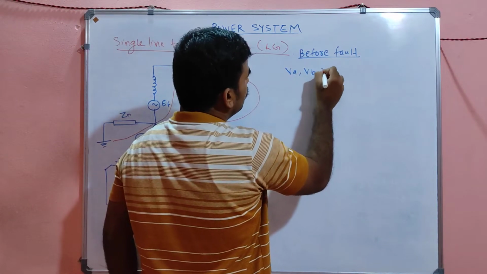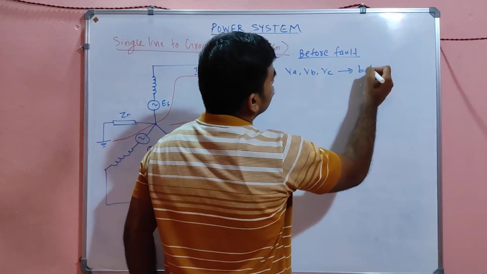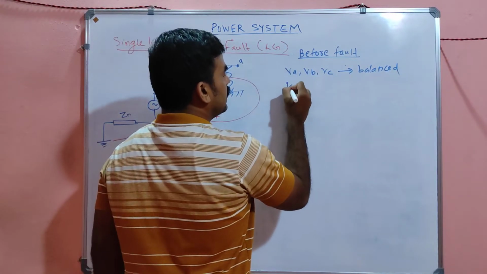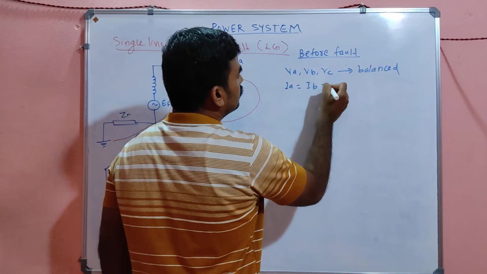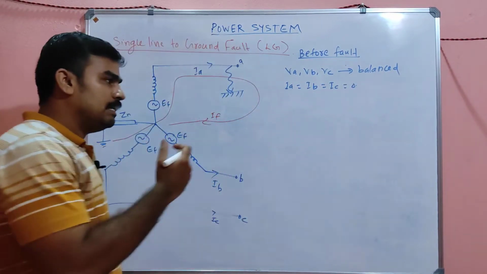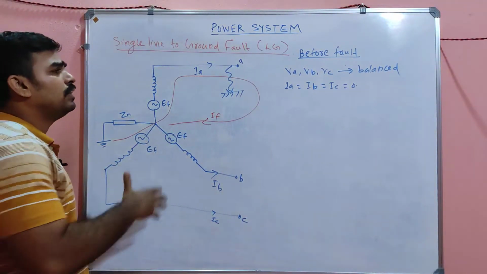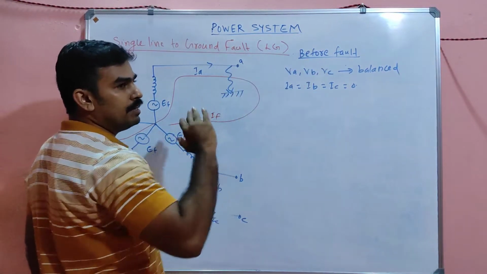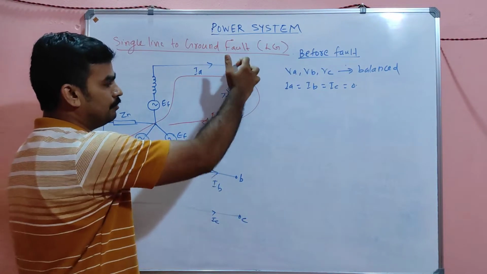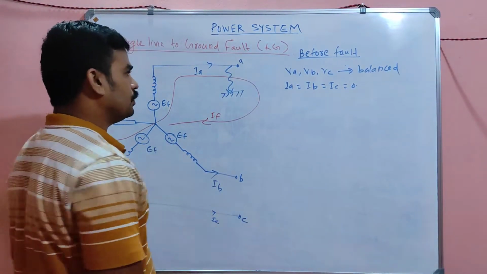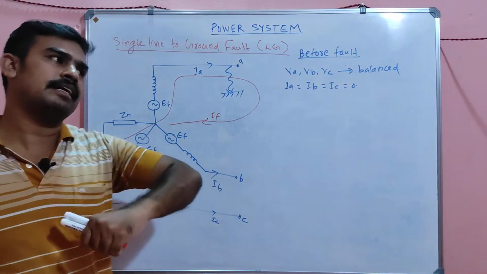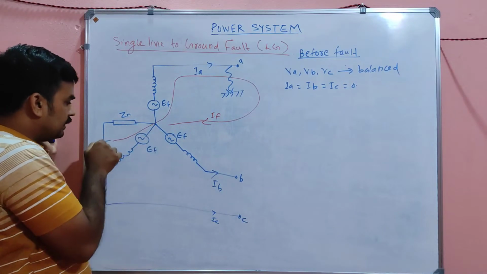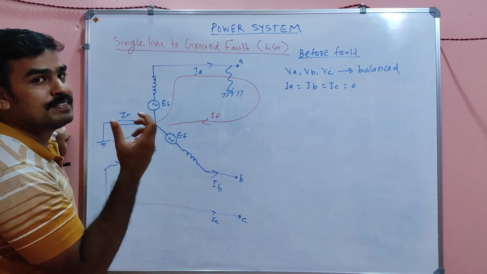VA, VB, VC are balanced. We know that, right? And IA is equal to IB equal to IC is equal to 0. 0 in the sense the alternator is not delivering any load. You imagine, the alternator is not delivering any load, which means initially the alternator terminals are open circuit. Alternator terminals means simply you can extend it into a power system, no worry. And the neutral is earthed via a neutral impedance of Zn.